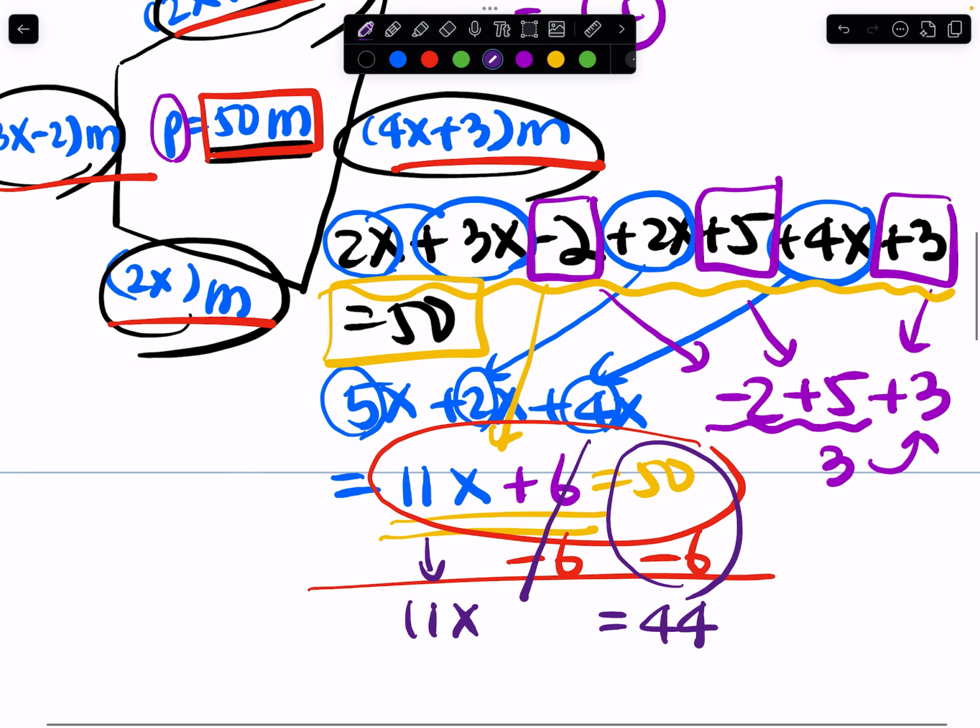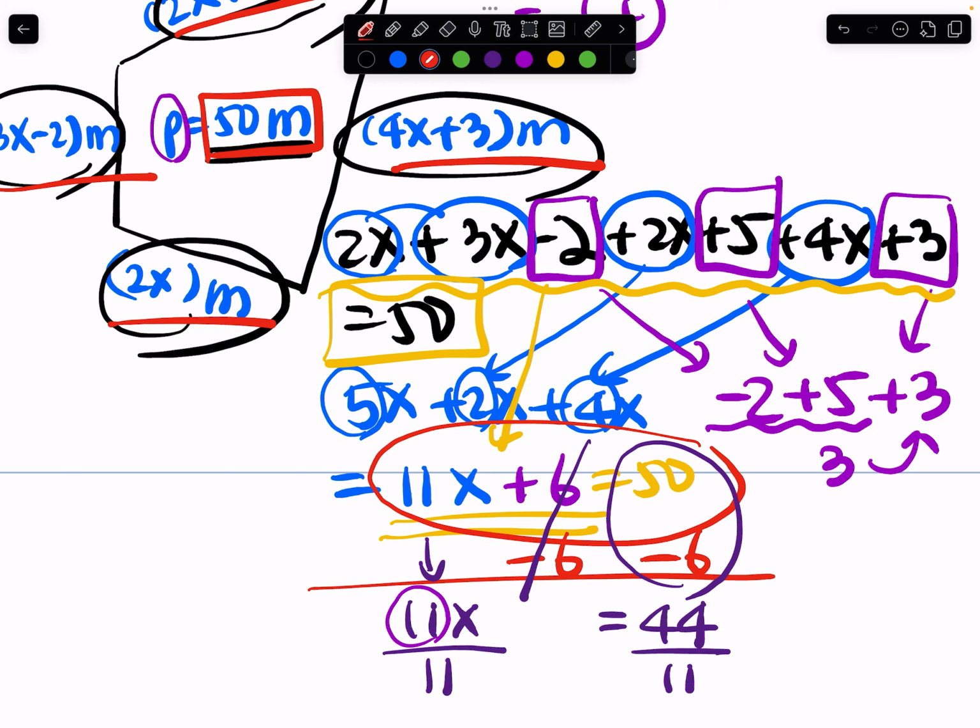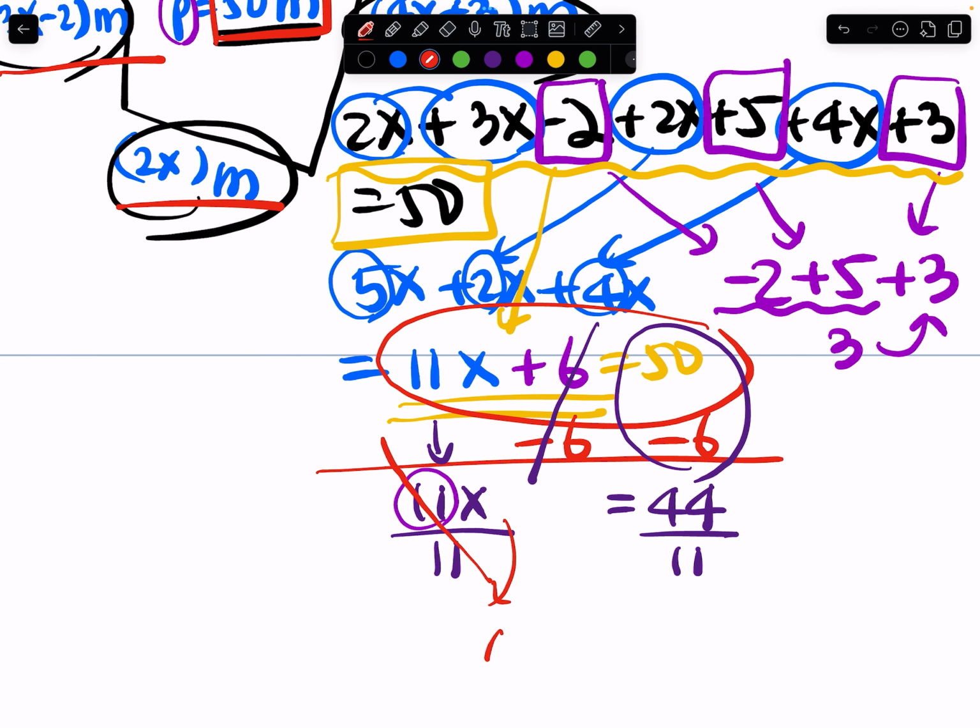Now we're going to have to get rid of 11 to get x by itself, right? Sorry about that. So divide both sides by 11, and that cancels 11 out. Brings down x. And then 44 divided by 11 is 4, of course.